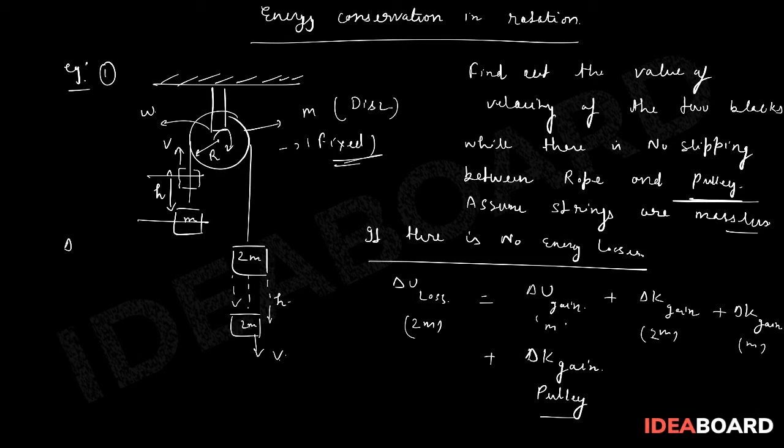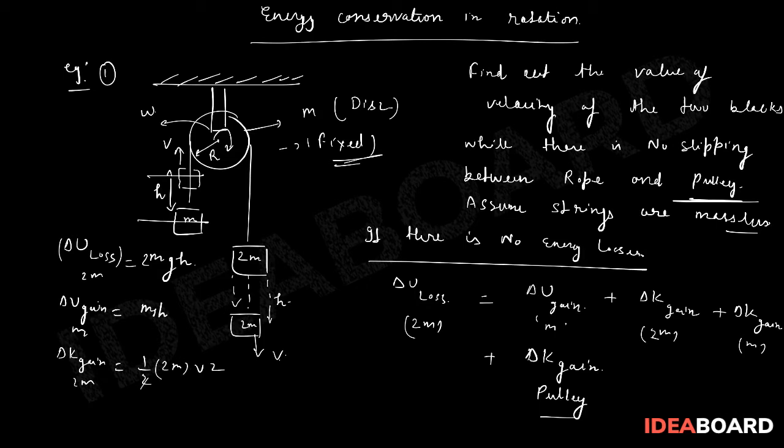So delta U loss for mass 2m is how much? That would be 2mg into h. What is delta U gain for mass m? That would be simply mgh. Delta K gain for mass 2m, that is half 2m into v square, which is simply mv square, and delta K gain for mass m, half m into v square, right?